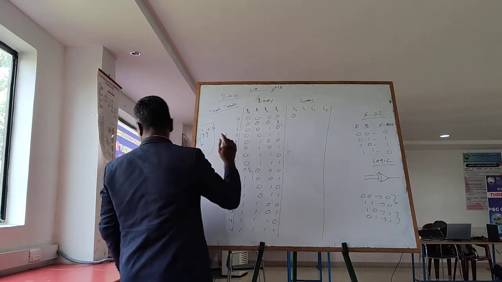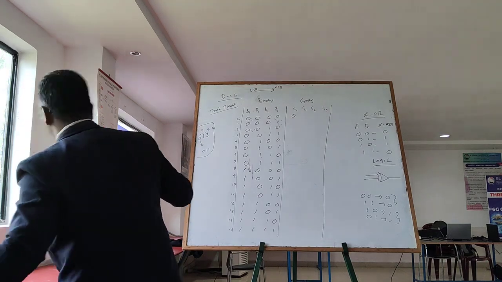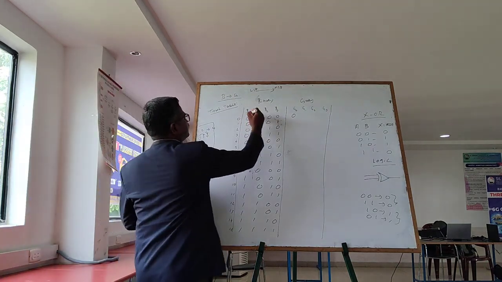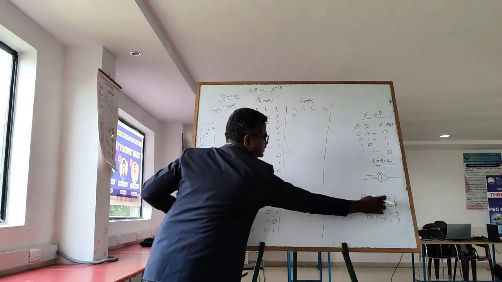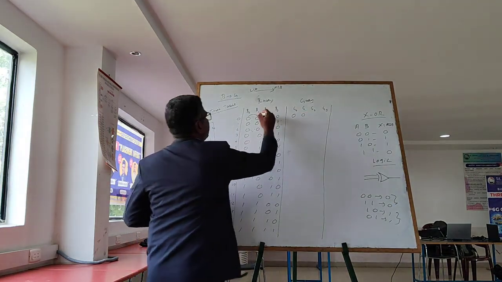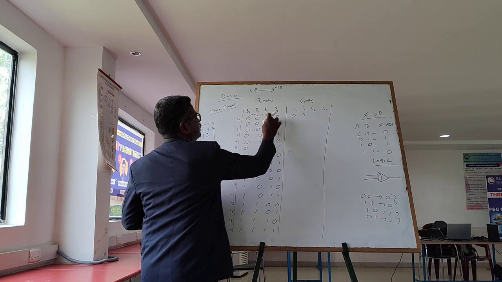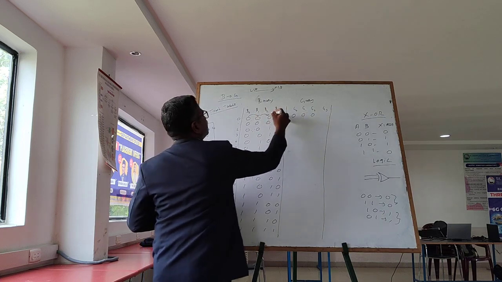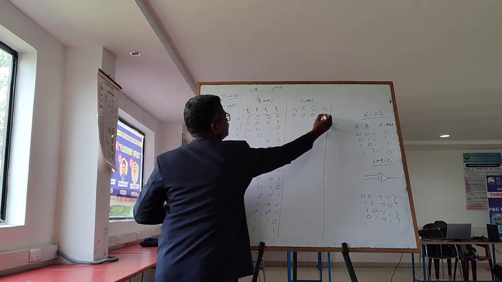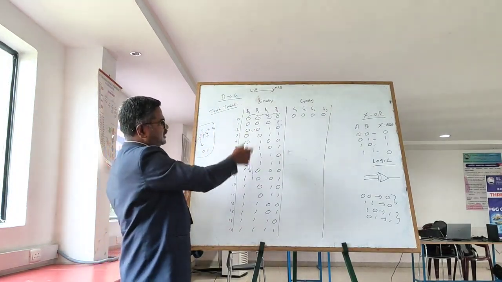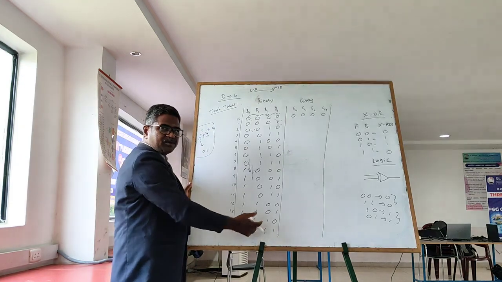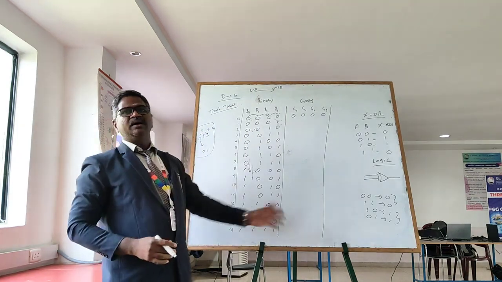Now compare these two bits. These two bits are same. If it is same, what is the result? 0. Next compare these two bits. Both inputs same, so output is 0. Compare these two bits. Both inputs same, output is 0. Got it? Similarly, we have to write up to number 15 in the gray format.